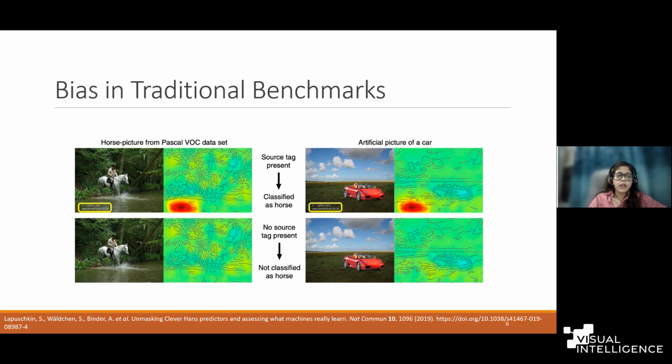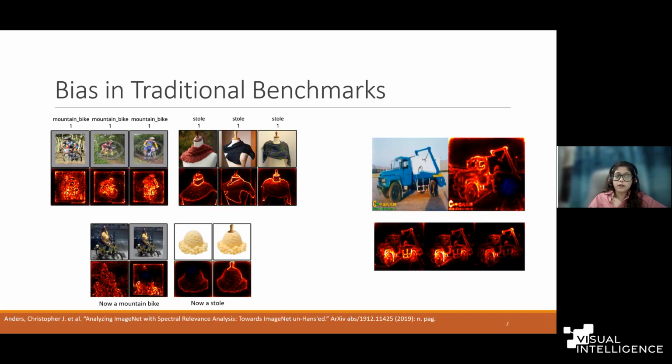solution to classify this as a horse, and they tended to lean towards finding out this watermark instead of finding out a horse. So when there was no watermark in the picture, the models did not actually classify it as a horse. And if we put this watermark on a different picture, for example, a picture of a car, it was classified as a horse. Similarly, ImageNet had a lot of biases.